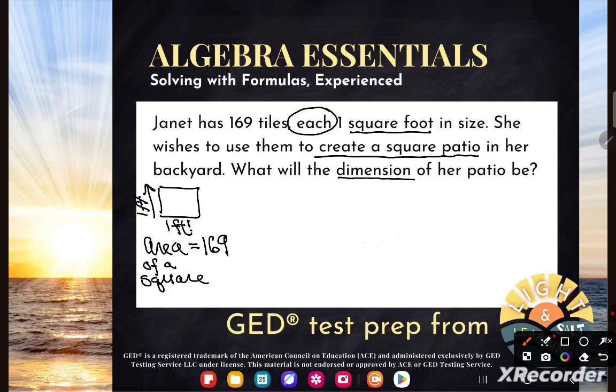Now, what are we solving for? It says, what will the dimension of her patio be? They're asking us to find the dimension. Now, I could have written dimensions. It sounds funny to say the dimension. But I was thinking about it. Why would I do that?